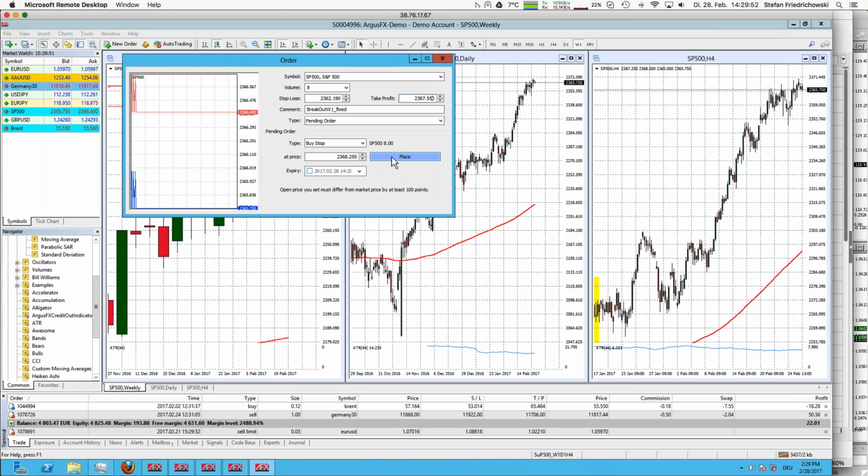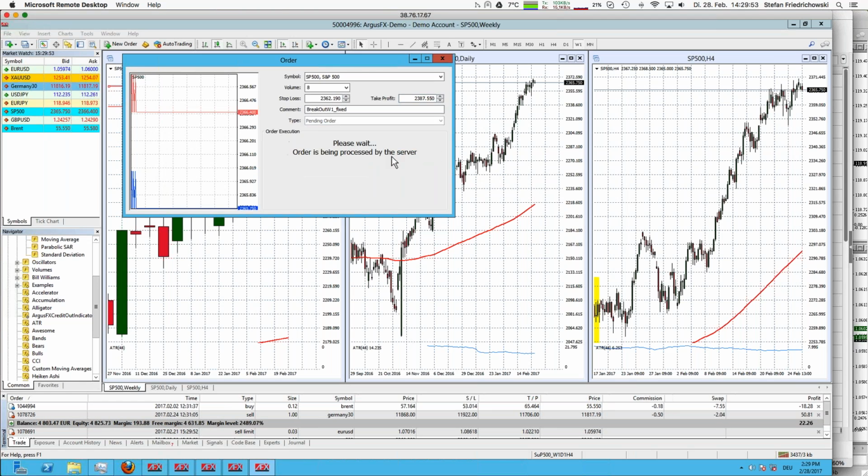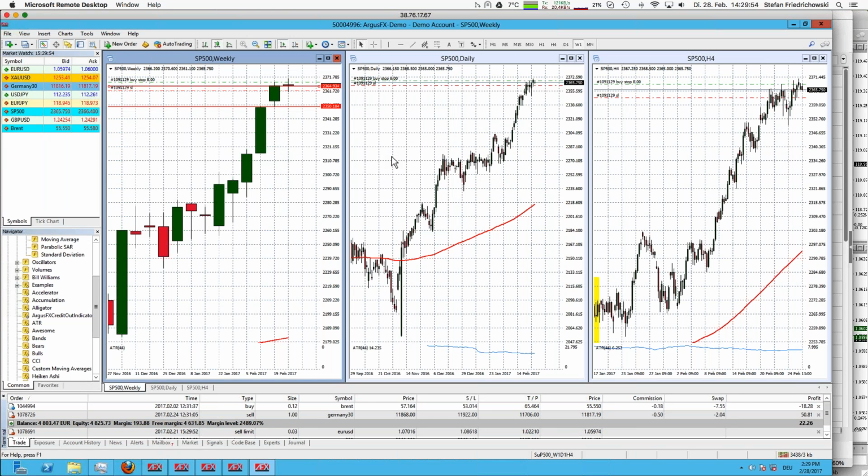So let's place the order. Okay. And now the order is placed, and you see now it works. The distance of our stop loss is visually around one third of the total candle, so the difference between high and low of the previous weekly candle. So now the order is really sitting right. So that is the first good example.